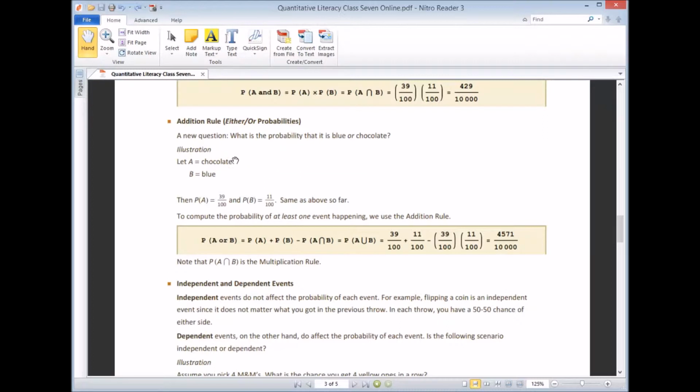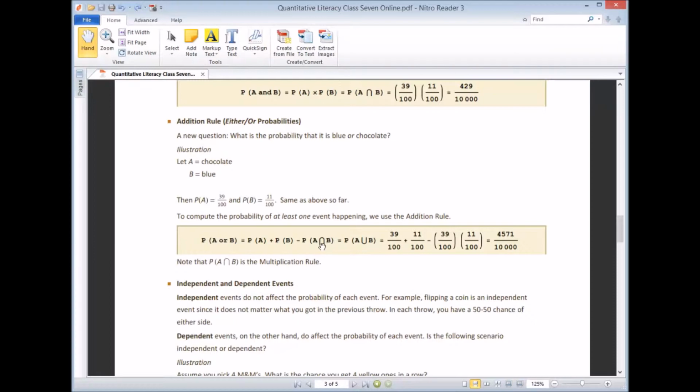So again, the same thing. A is chocolate, B is blue. So we calculated these already. So P of A will be 39 over 100, and then P of B will be 11 over 100. The formula for the either or probability, or the or probability, is that you add individual probabilities, so P of A plus P of B minus P of A and B.